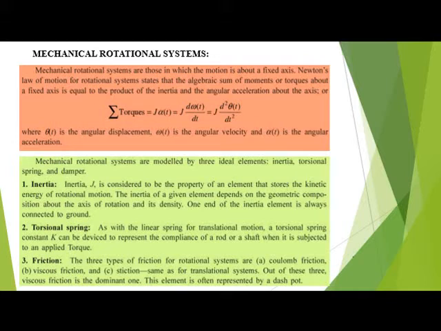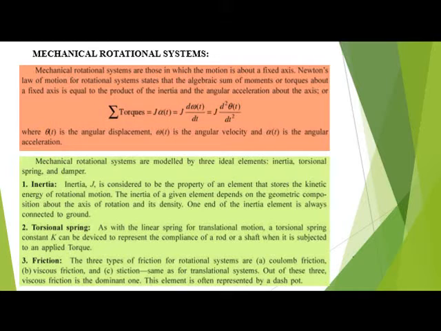Okay. Next, the second one is the torsional spring. As with the linear spring for translation motion, for the torsional spring a constant k can be devised to represent the compliance of the rod or shaft, when it is subjected to an applied torque.